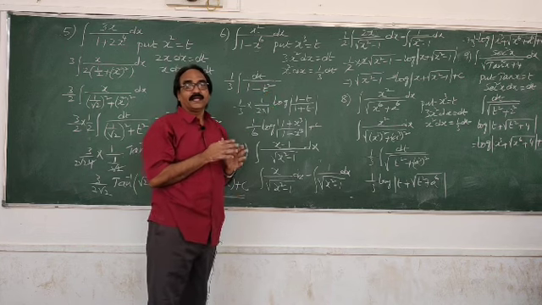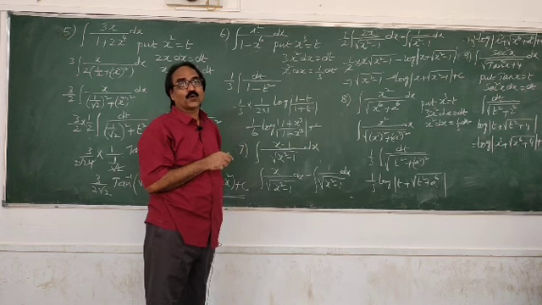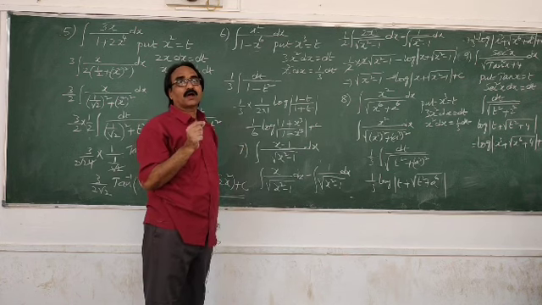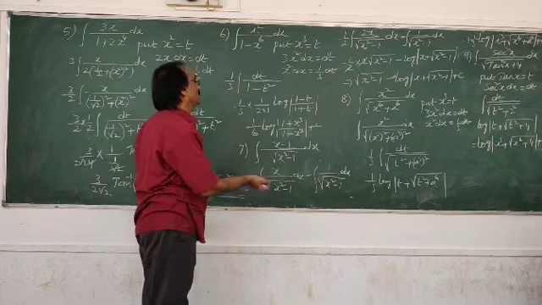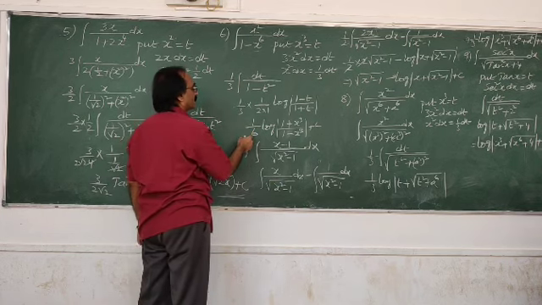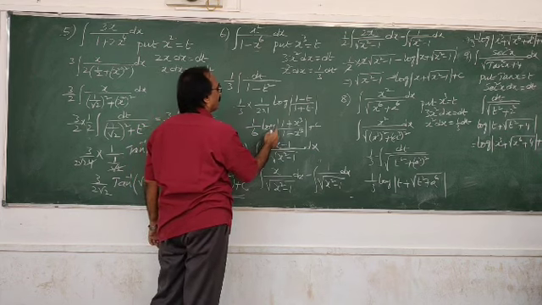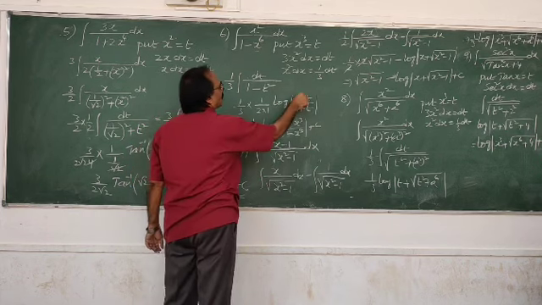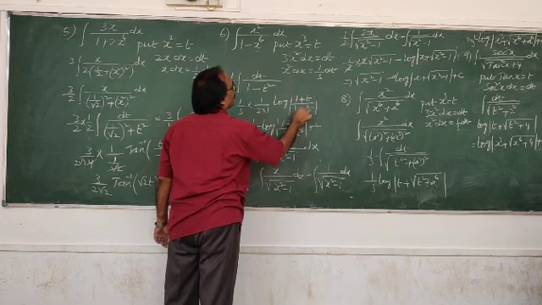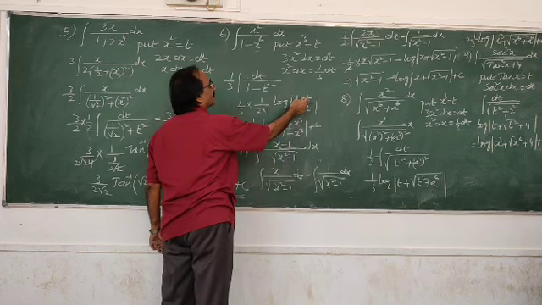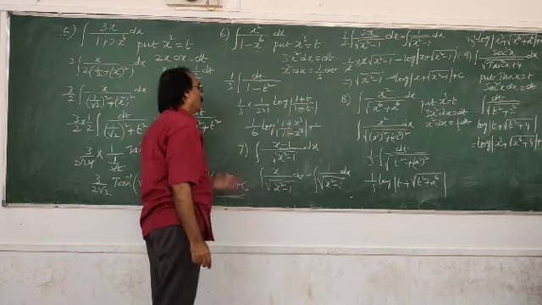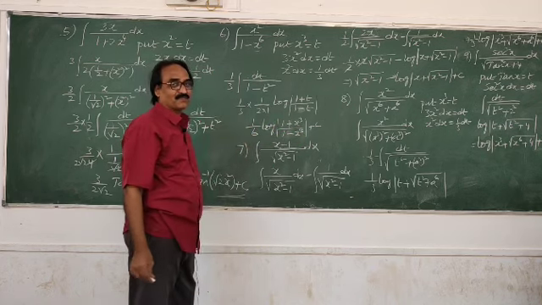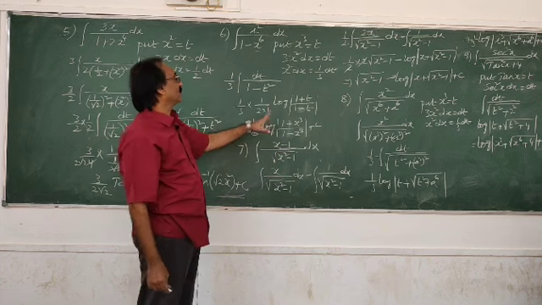Which formula? dx by a square minus x square, which is 1 by 2a log mod of (a plus x) by (a minus x). Basing on that formula, 3 into 2 is 6, so 1 by 6 log mod of (1 plus t) by (1 minus t), that is 1 plus x cube by 1 minus x cube, plus c. That is very simple. The formula we have to find out.